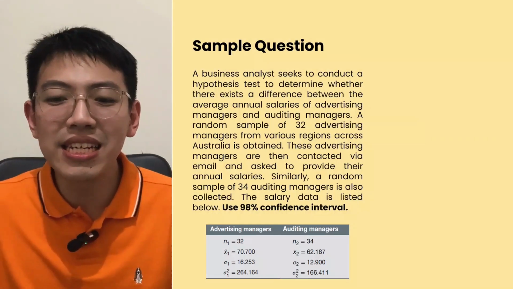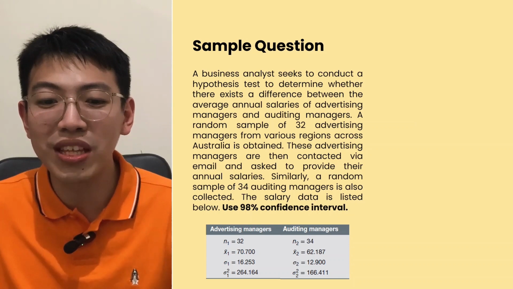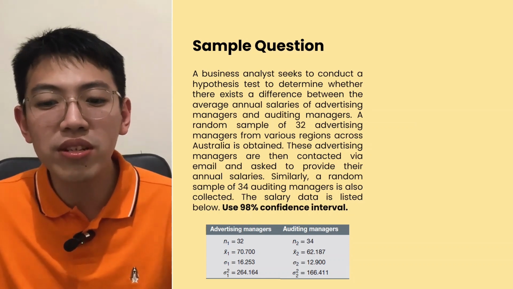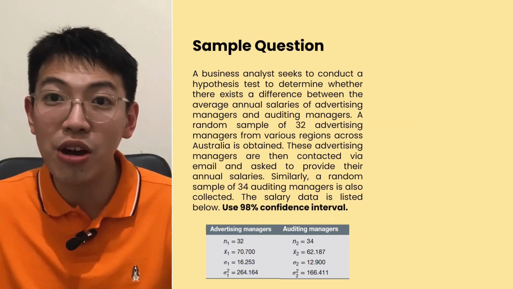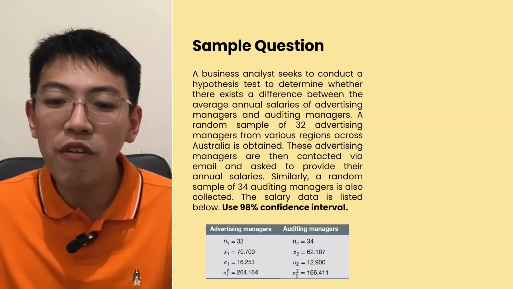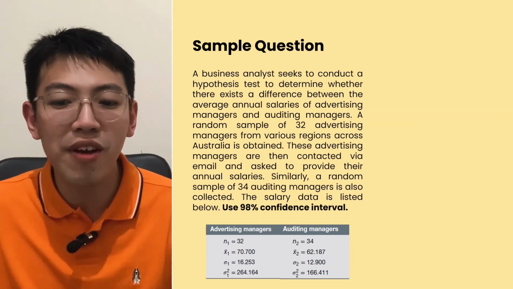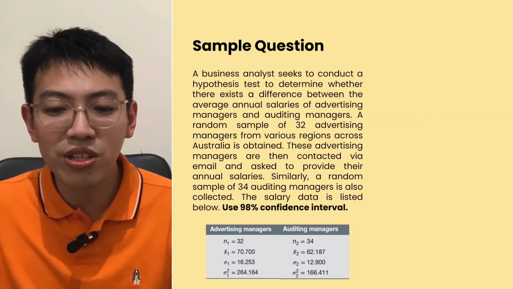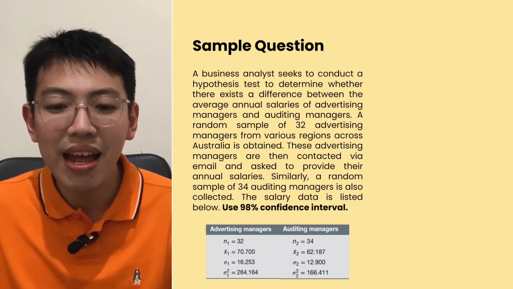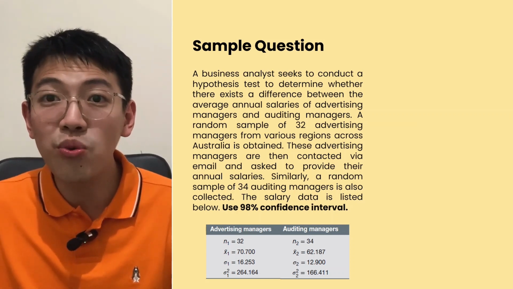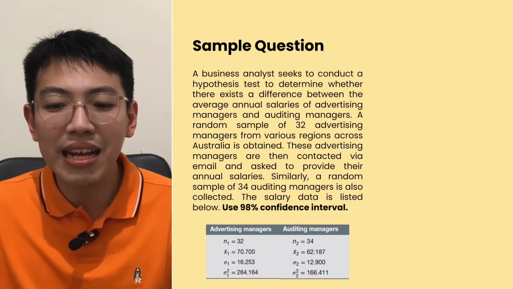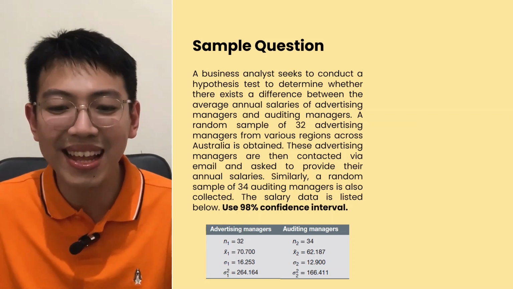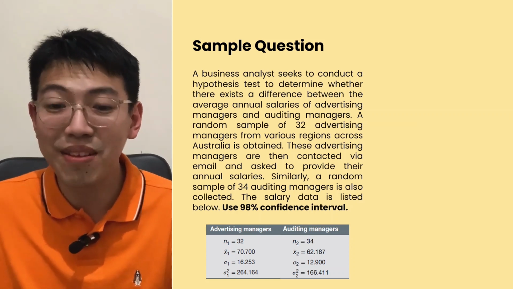A business analyst seeks to conduct a hypothesis test to determine whether there exists a difference between the average annual salaries of advertising managers and auditing managers. A random sample of 32 advertising managers from various regions across Australia is obtained. These advertising managers are then contacted via email and asked to provide their annual salaries. Similarly, a random sample of 34 auditing managers is also collected. The salary data is listed below.